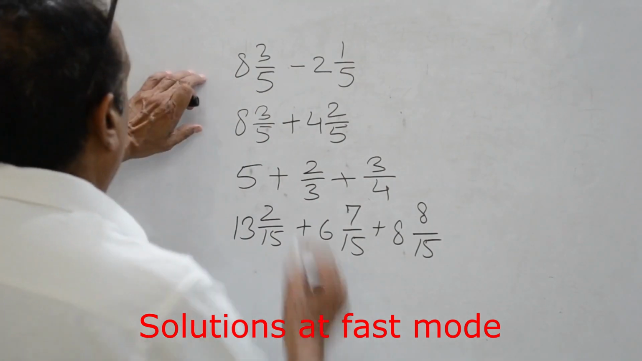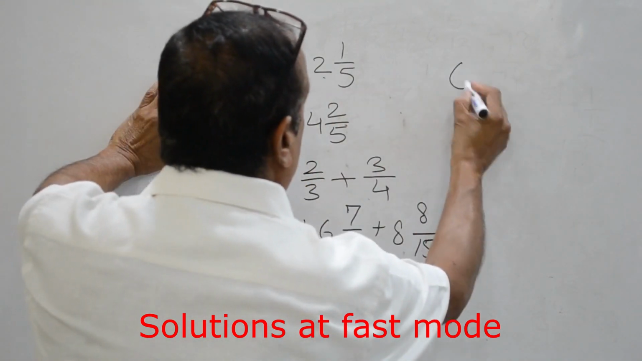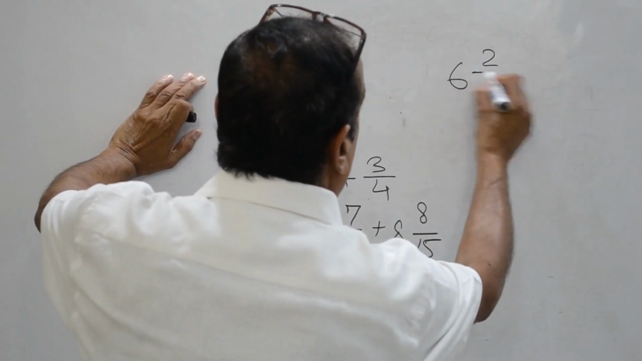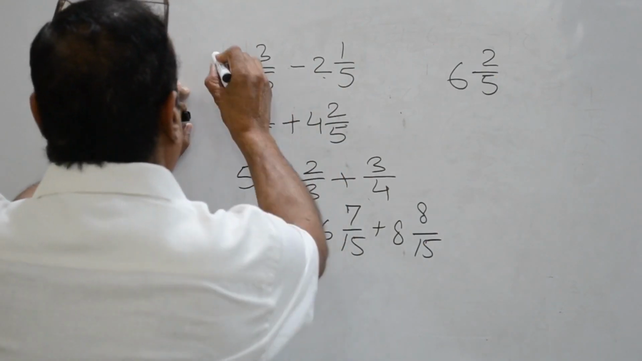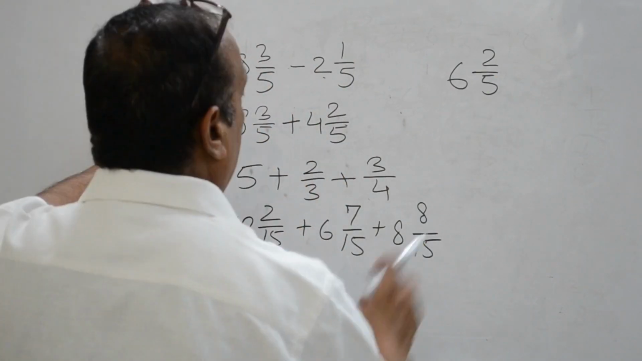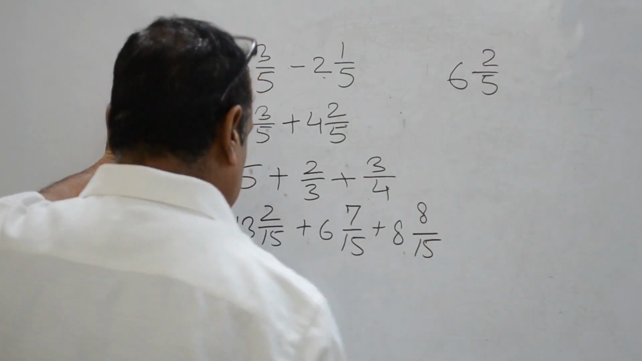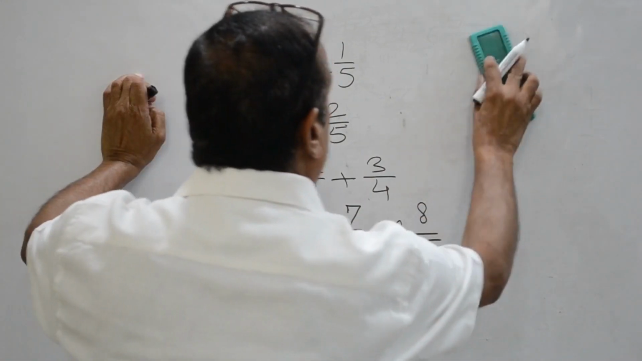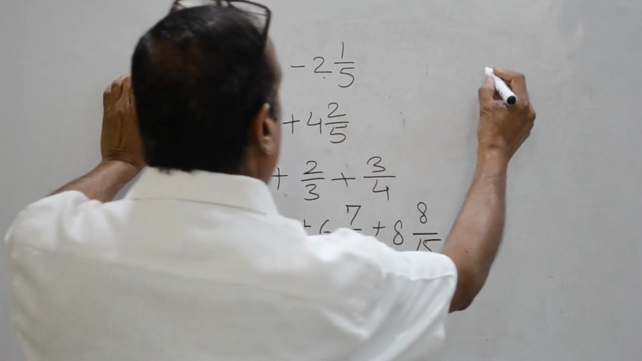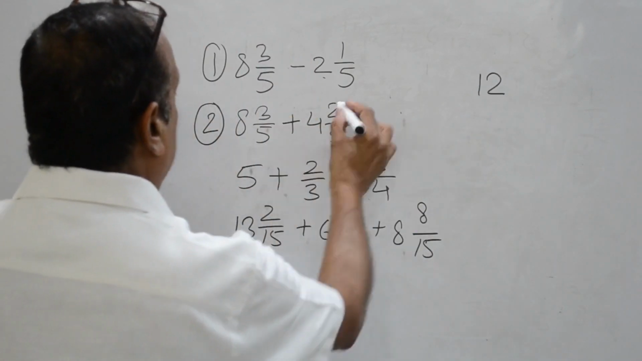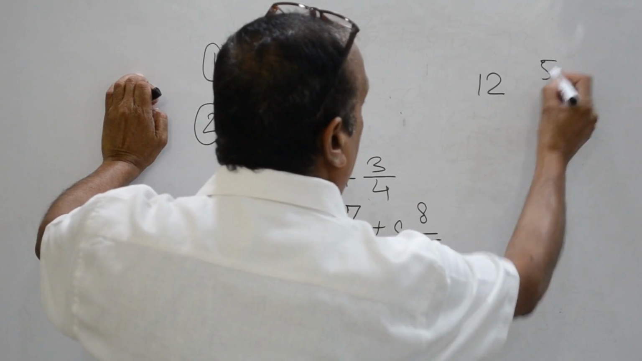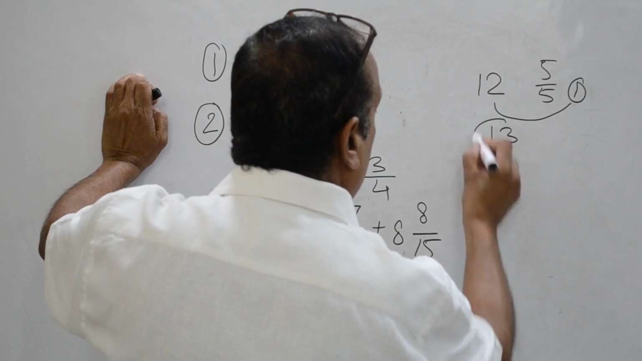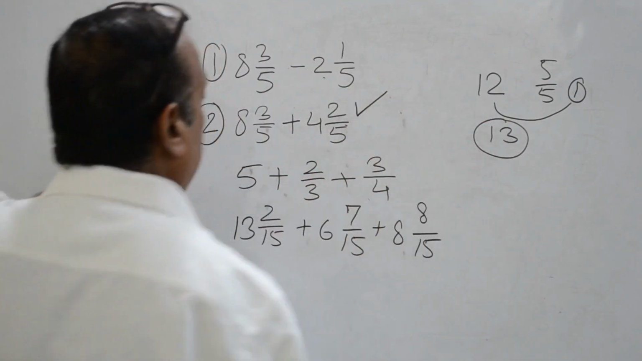So 8 minus 2 it is 6, 3 upon 5 minus 1 upon 5 is 2 upon 5. So the answer of our first problem is 6 whole number 2 upon 5. Now let us come to the second problem. Here 8 plus 4 it is 12, 3 upon 5 plus 2 upon 5 is 5 upon 5 means 1. So 12 plus 1 is 13. So the answer of this problem is 13.